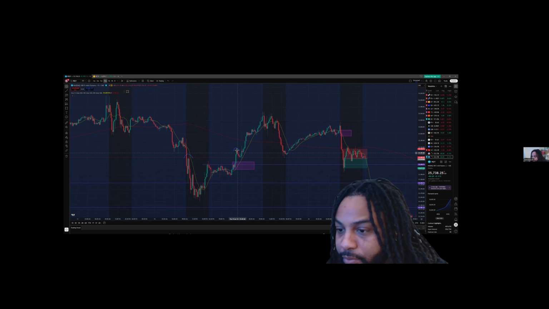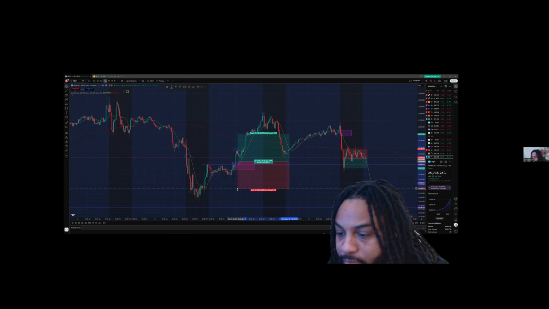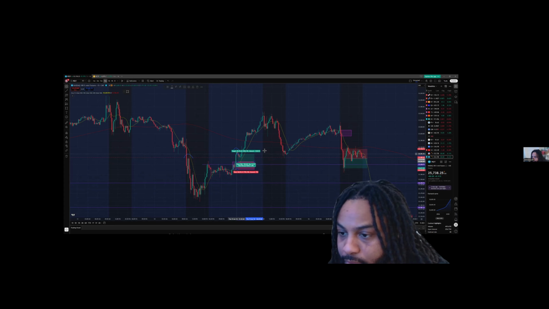So if price were to come down and touch into this purple box right here in this zone, I'll be looking for an entry. My entry would be at the bottom of the zone, going for a 1-to-1.